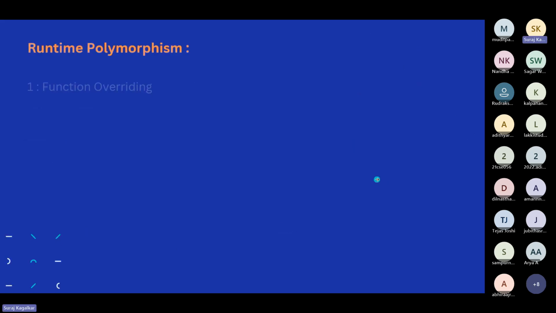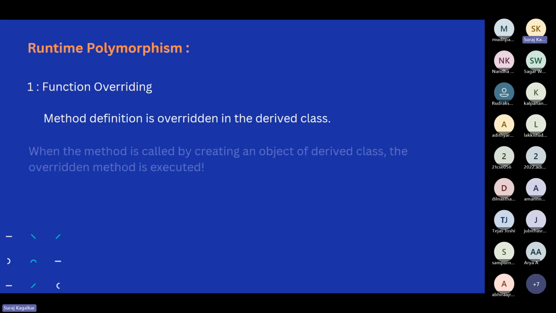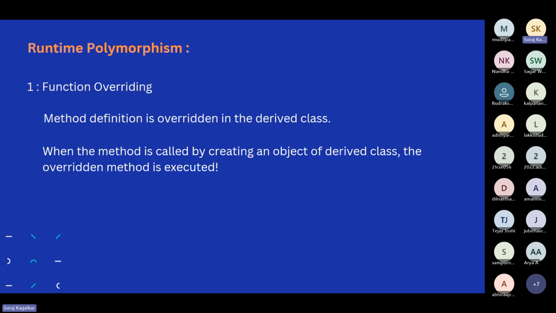Okay, runtime polymorphism. As the name suggests, it is done during the runtime, not during the compile time, obviously. So let's just look at function overriding. The method definition is overridden in the derived class. We will look at what derived classes are, but let's just go through it for the sake of it. When the method is called by creating an object of derived class, the overridden method is executed.